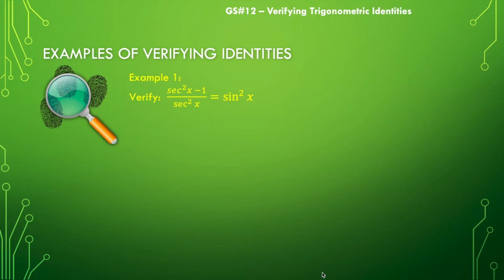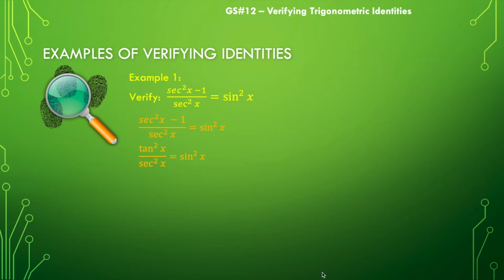Now, one way we can do that is to recognize that secant squared of x minus 1 is equal to tangent squared of x using our Pythagorean identity. So we can go ahead and rewrite that numerator as just tangent squared of x. Now, if I'm looking at that left-hand side now, I don't really know what I can do with tangent squared of x and secant squared of x, but I do know that I've got sine squared of x on the other side.